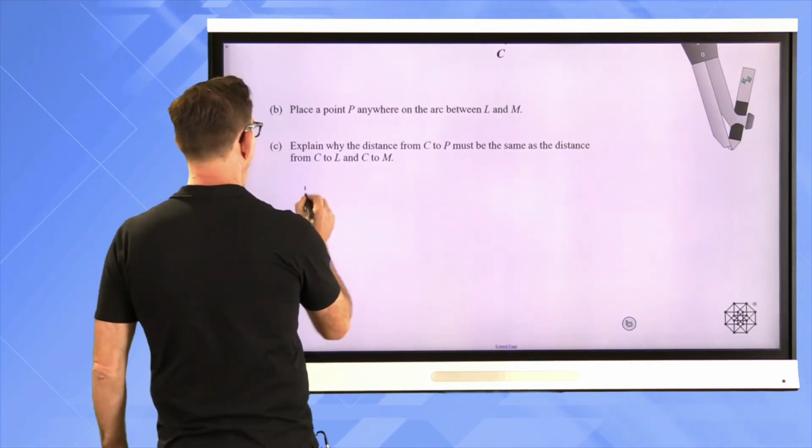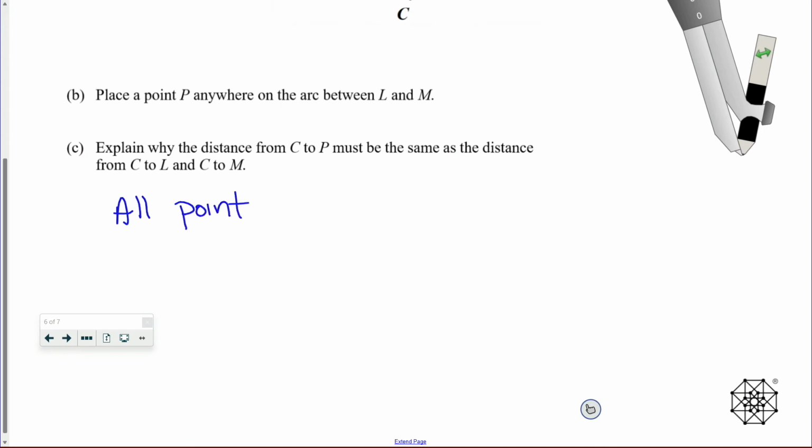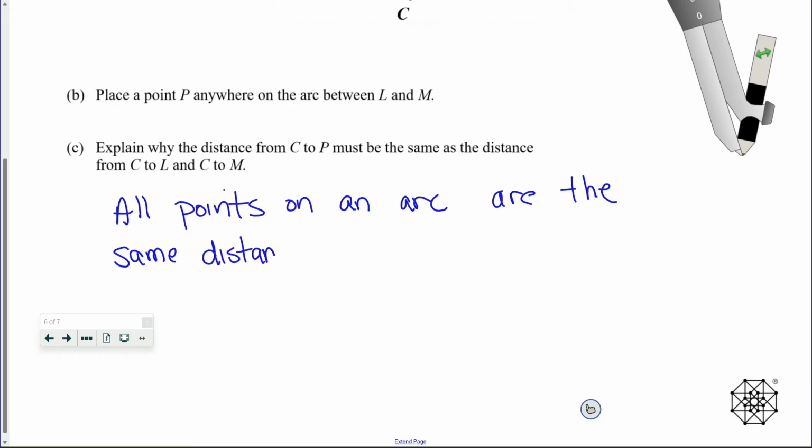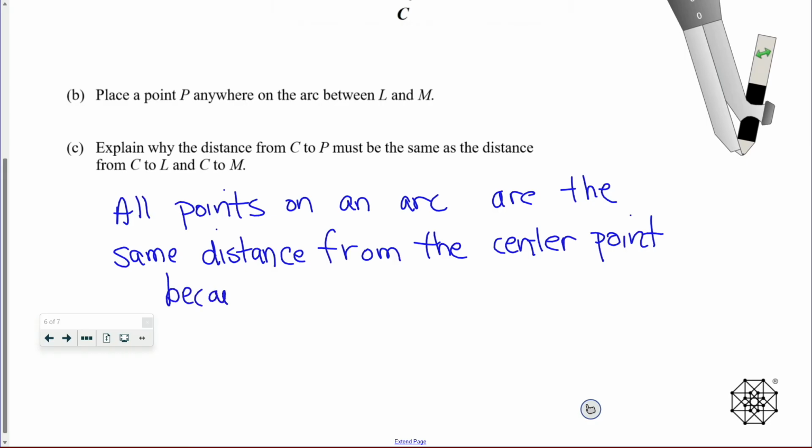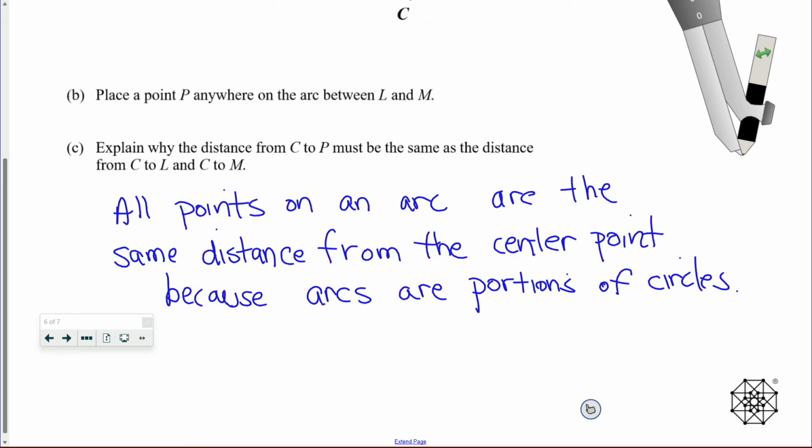Okay? So all points on an arc are the same distance from the center point, because arcs are portions of circles. All right, so very important.